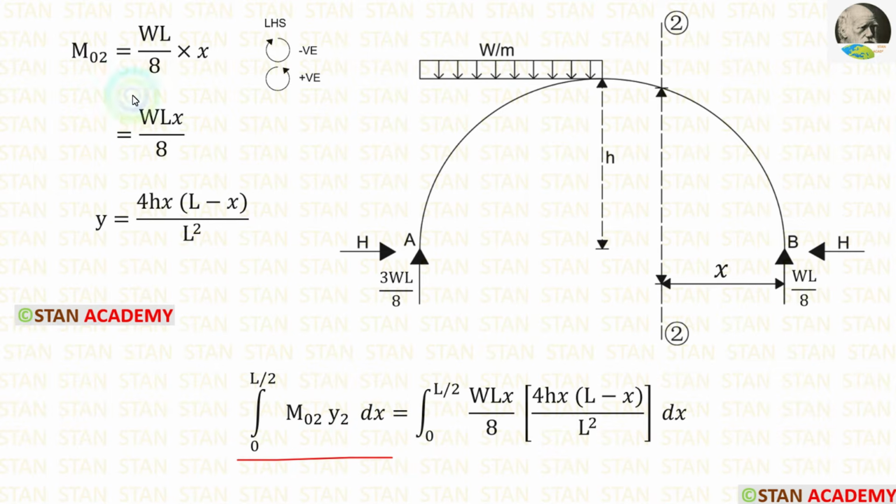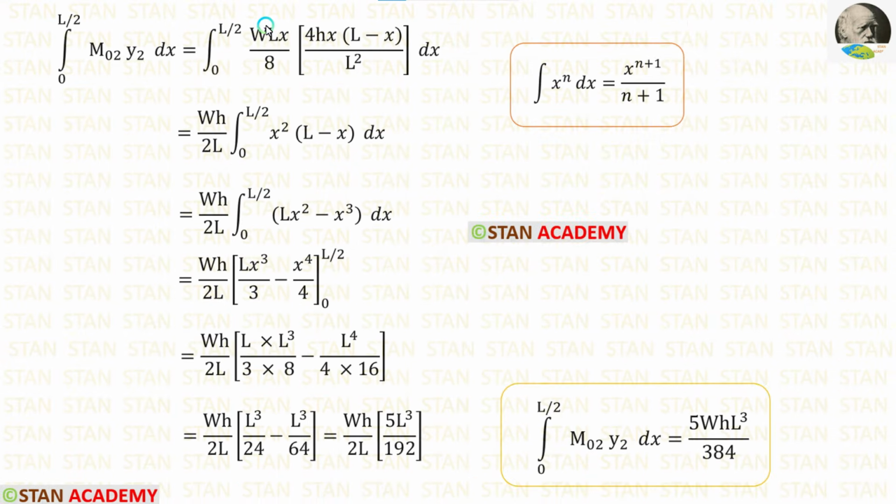In the formula, let us apply the values of m02 and y. We can cut this L and square. Also 4 2s are 8. WH by 2L are the constants. We can take them outside. Then let us multiply these two values. When we multiply, we are getting this.